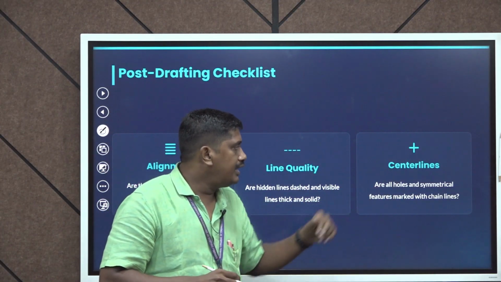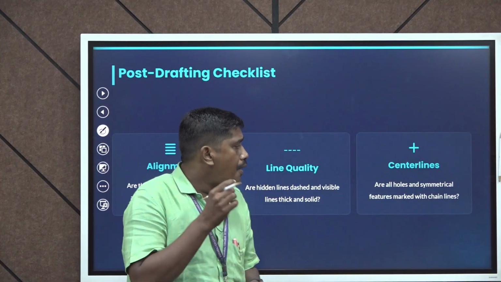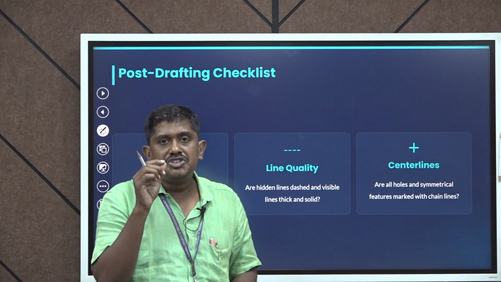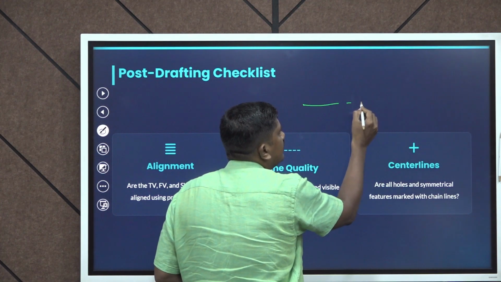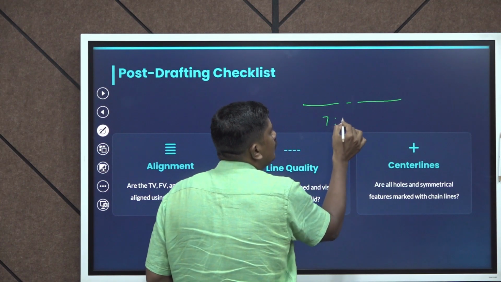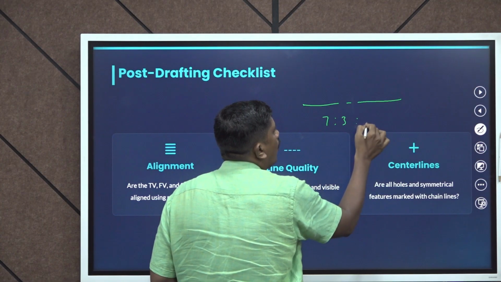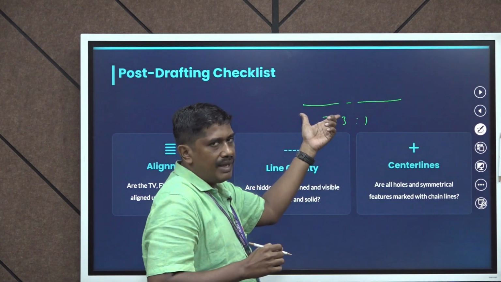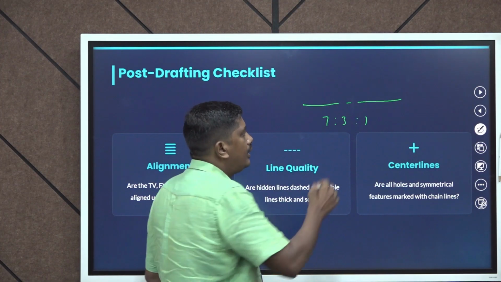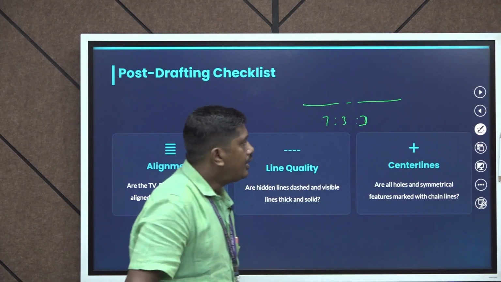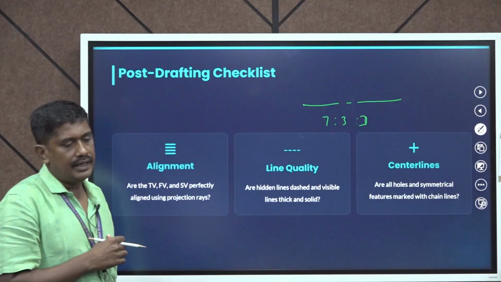And one more thing, center line. All the holes and symmetric features are marked by chain lines. What are chain lines? Nothing but a long line, a small line, a long line, in the ratio 7:3:1. 7 means the major line, 3 means a small line, and 1 is a small gap. Sorry, 7:3:1, that is the ratio for making the center line.